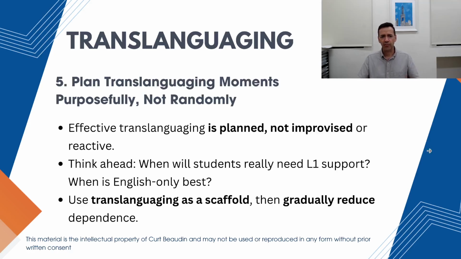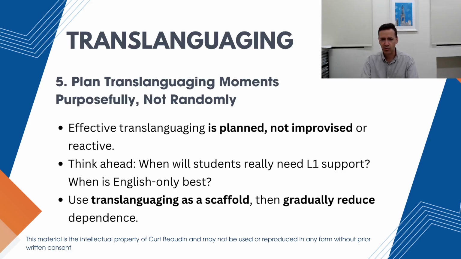Okay, number 5, plan translanguaging moments purposefully, not randomly. So the one thing you want to try to avoid is just switching back and forth randomly between English and Chinese. It's something that you should plan before you get into the classroom. So as it says here, effective translanguaging is planned, not improvised or reactive. Think ahead. When will students really need that Chinese support? And when can I really use English only? When will that be best for them? And then plan your lesson accordingly.